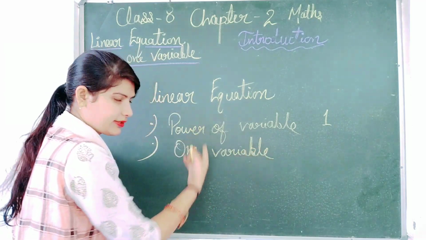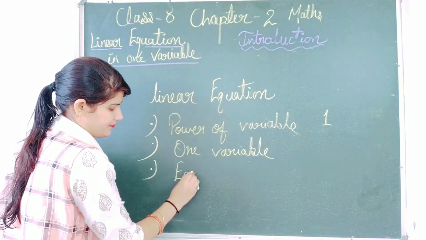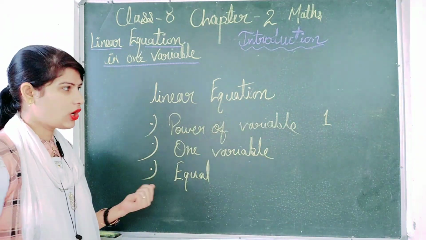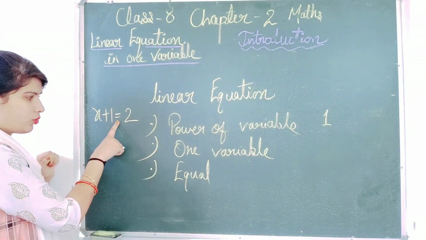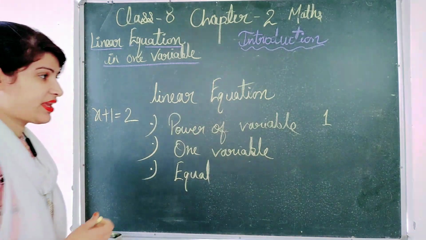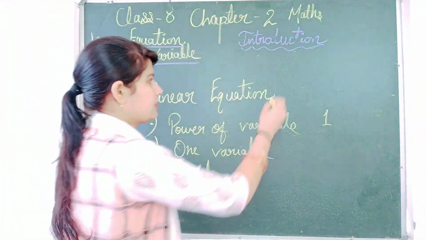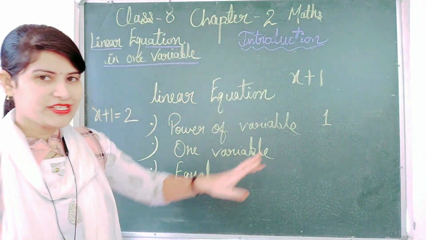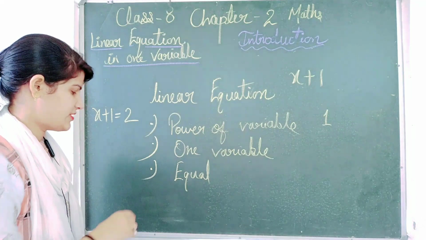These all are points to remember. And the third point is the equal sign. You have to find out whether the equal sign is there or not. Like this, x plus 1 equal to 2. Equal sign, power is 1, that means linear equation. If the variable power is 1 and it is x plus 1 with no equal sign, then this is a linear expression, okay, not a linear equation.